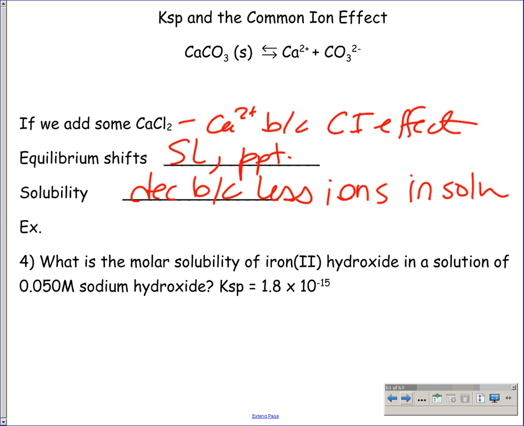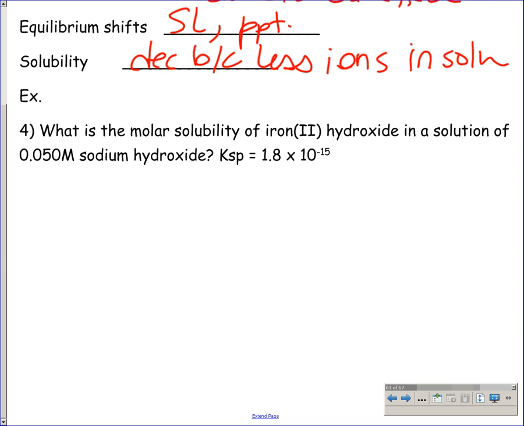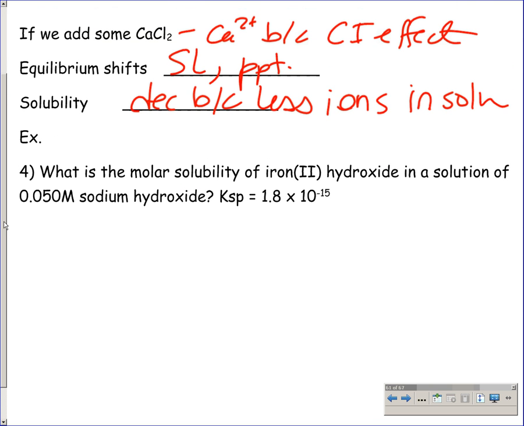Okay. Do I want to do number 4? Yeah, I do actually, because it's common ion effect. All right. So number 4, the molar solubility of iron 2 hydroxide. What is the molar solubility? So what are we solving for? Okay, so we're solving for X. And a solution that already contains 0.05 molar sodium hydroxide. So we have an initial condition present. Normally you have 0 and 0, both the products, because they're both ions and they haven't dissolved yet. But now we have something initially present.